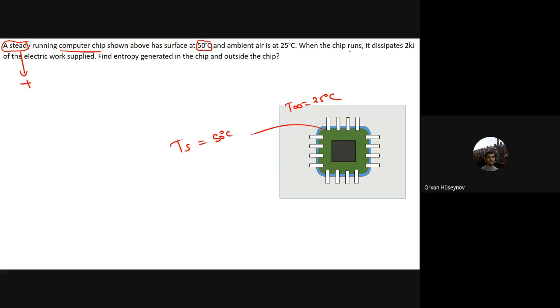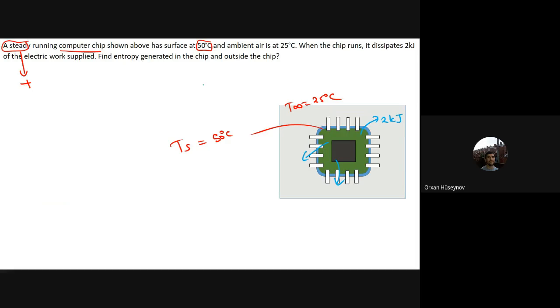When the chip runs, it dissipates 2 kilojoules of electric work supplied. So what happens is that when the chip runs, it will give off its heat to the environment, with the amount of 2 kilojoules.